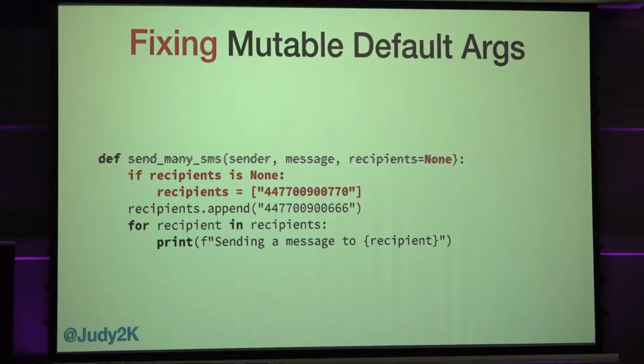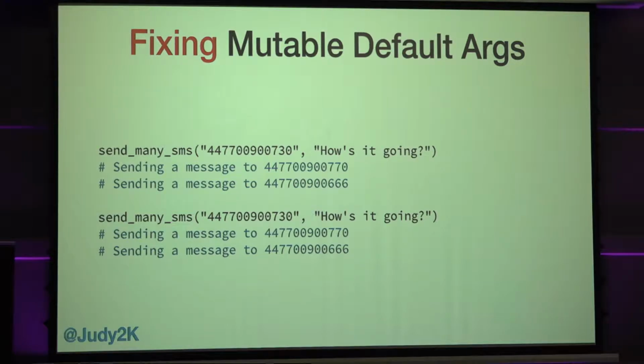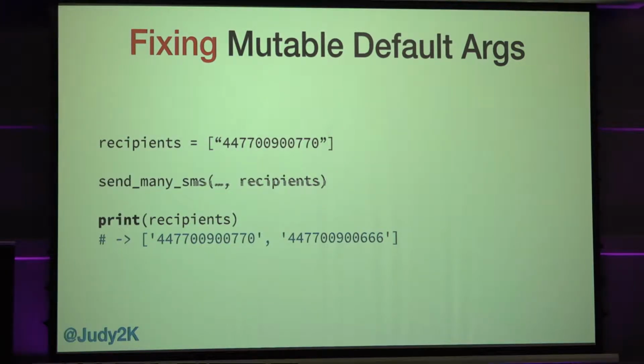And because that's inside our function block, this is executed every time we call the function with a None value, and so it doesn't leak across function calls. So when we call this, it does what we expect. So we're done, right? No.